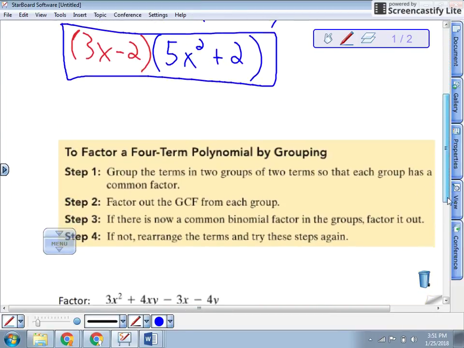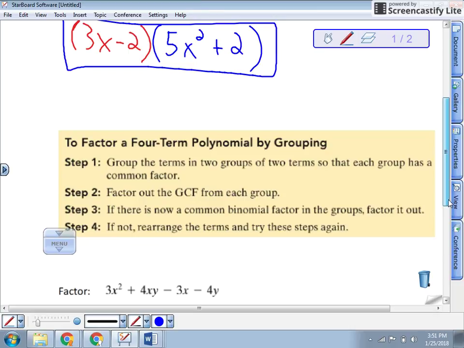Now, what I did here is I don't like you guys to be robots, but it is nice to have steps. So here it is, factoring by grouping. The first thing you're going to do is group the terms in two groups so that each group has a common factor. That means our two sets of parentheses. We're going to factor out the GCF from each group. If there's now a common binomial factor, factor it out, and that's really the final step. If not, you don't have to rearrange the terms. If not, it's not going to be factorable, so that's one of your options.